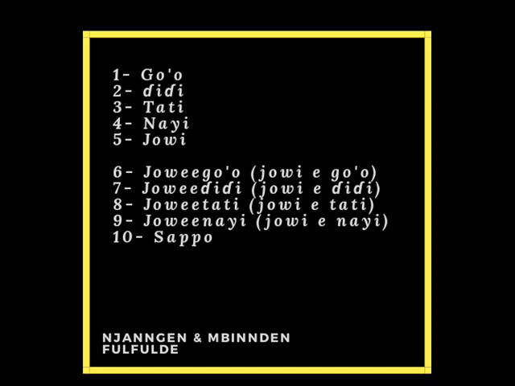7 is joy e didi, then we say joe didi. 8 is joy e tati, then we say joe tati. 9 is joy e nai, then we say joe nai. 10 is sappo.